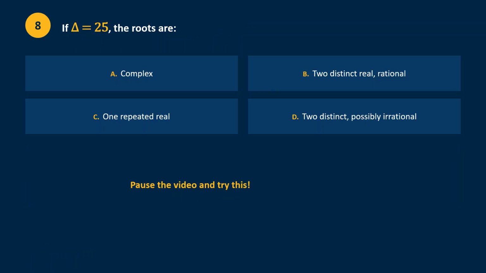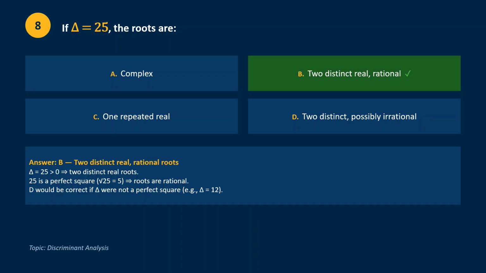Question 8. If the discriminant equals 25, what can you say about the roots? Look at the choices and pick your answer. Pause now. Since the discriminant is 25, which is positive, we know there are 2 distinct real roots.